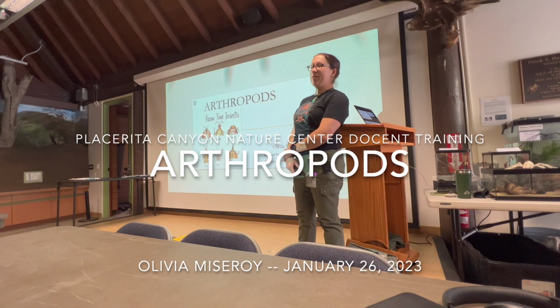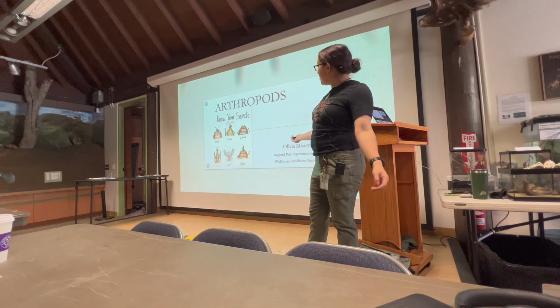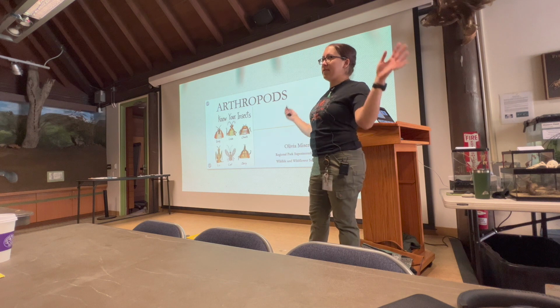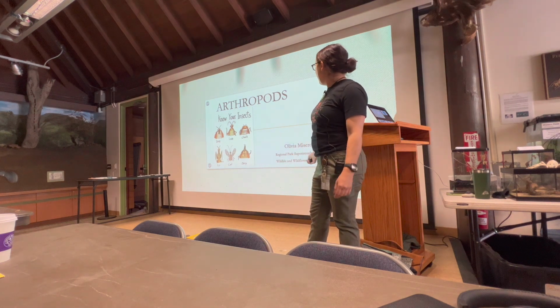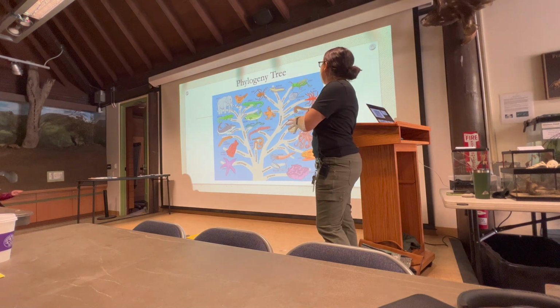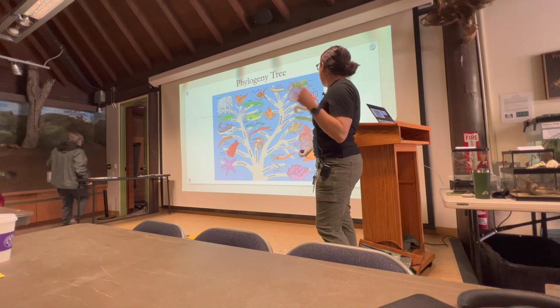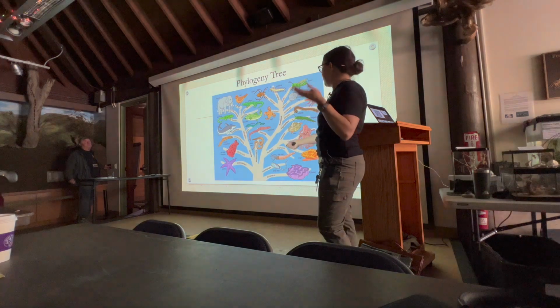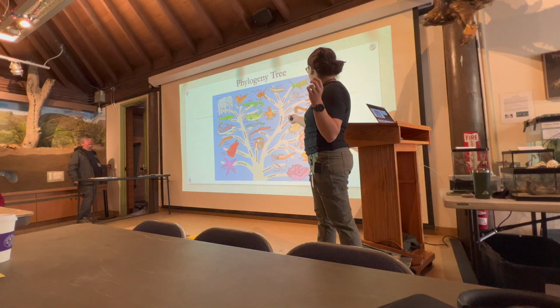But today I'm going to be talking about arthropods, which includes insects, spiders, scorpions, crabs, all kinds of things. But we're mostly going to focus on ones here that you would encounter and possibly have to tell people about. So this is what we call a phylogeny tree. It's basically where everything branches off and forms different orders, families, groups. We are going to be focusing on this area, all these guys right here.